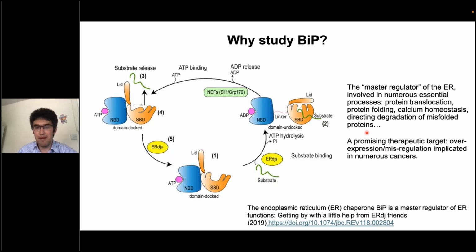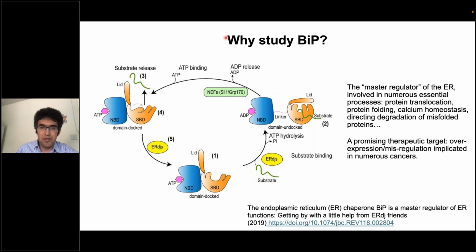Why use this method to study BiP? BiP is known colloquially as the master regulator of the endoplasmic reticulum because it's involved in so many essential processes: protein homeostasis, protein folding, protein translocation, calcium homeostasis in the ER, and it's also a promising therapeutic target. Overexpression and misregulation of BiP expression is implicated in development of numerous types of cancers.